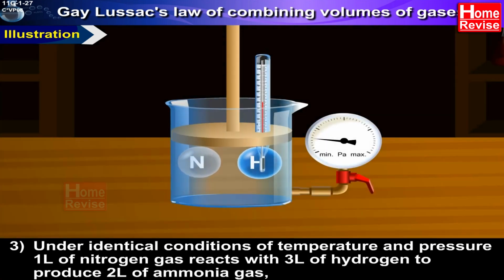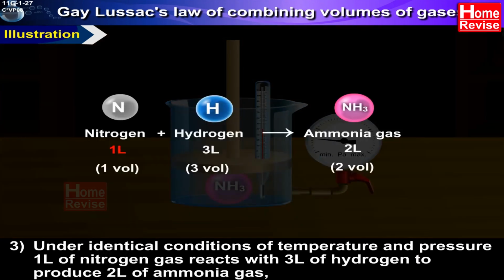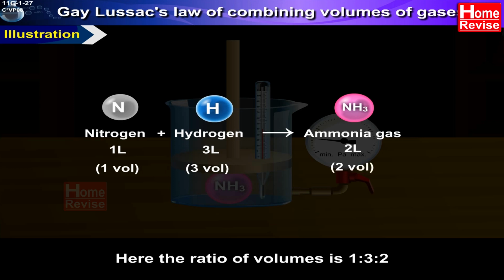3. Under identical conditions of temperature and pressure, 1 liter of nitrogen gas reacts with 3 liters of hydrogen to produce 2 liters of ammonia gas. That is, nitrogen plus hydrogen gives 2 ammonia. 1 liter plus 3 liters gives 2 liters. 1 volume plus 3 volumes gives 2 volumes. Here, the ratio of volumes is 1:3:2.